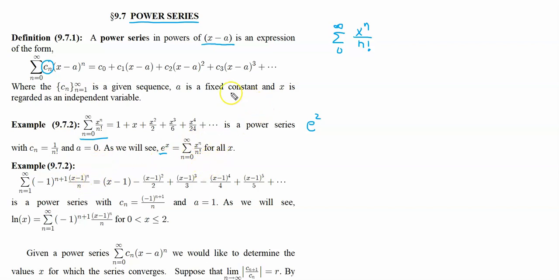Now here's another example of a power series. So here we have the summation of (-1) to the n plus 1 times (x minus 1) to the nth power over n. So let me just put that up here.